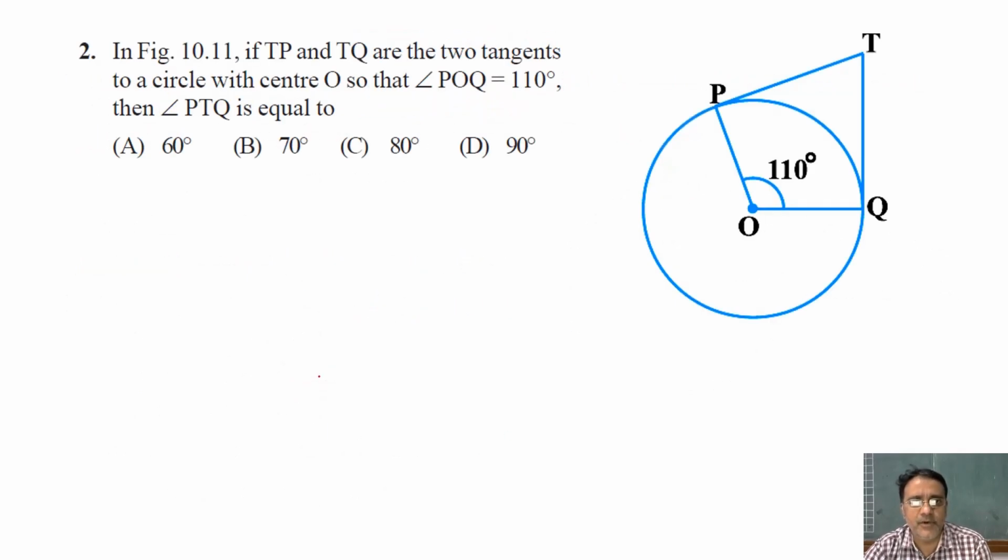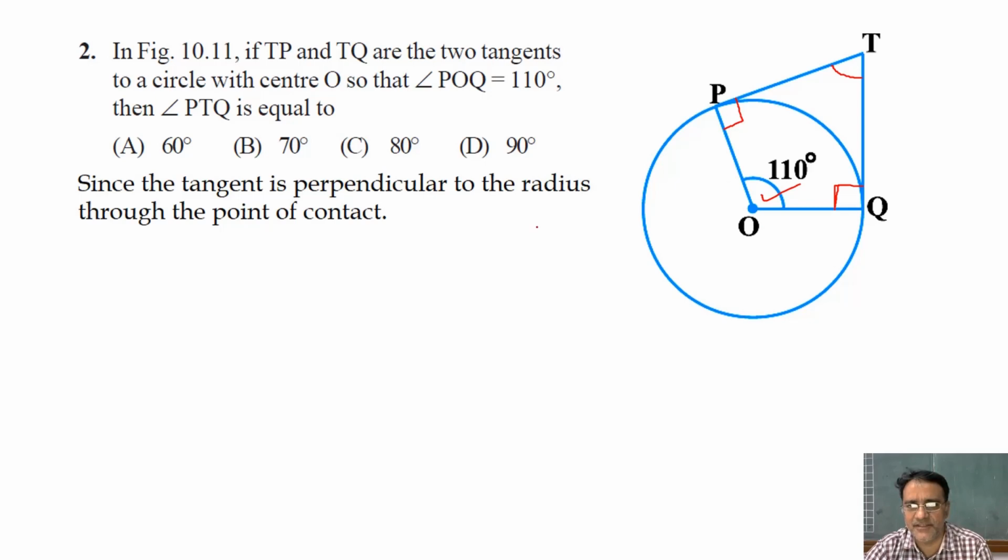In figure 10.11, if TP and TQ are two tangents to a circle with center O so that this angle is 110 degrees, then find the value of this angle. So very easy. First we have to show that this is perpendicular, and this is also perpendicular. So now we can use the angle sum property of a quadrilateral.